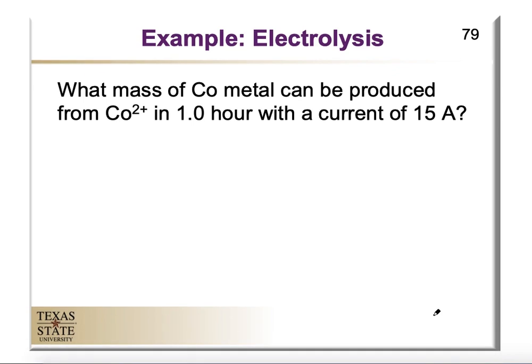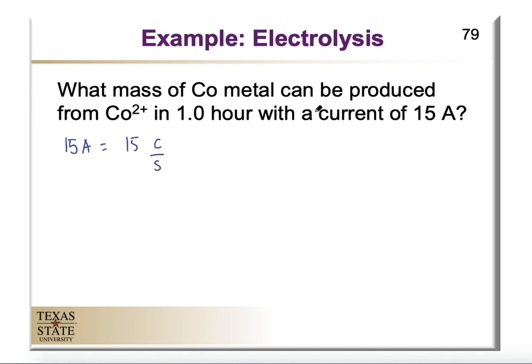problem right here. So the first one is an example of electrolysis to produce a metal. And the question is, what mass of cobalt metal can be produced from cobalt 2 plus in 1 hour with a current of 15 amps? All right, so what we need to do is to set up our equation. And so remember that the first thing that we're going to do is to take our current, which is 15 amps, and remember that 15 amps is the same thing as 15 coulombs per second.